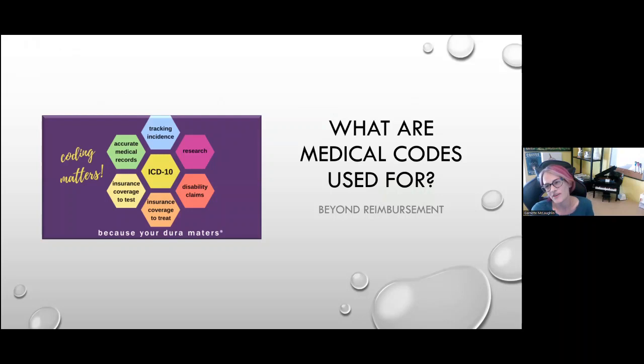So what are codes used for? Most times when I'm talking to folks, they think of medical codes as being used primarily for reimbursement. But there are a lot of different places they go. They go into research, which is something we are so concerned with here, tracking incidents, disability claims, and coverage. I know there were questions about that. Don't worry, I've got you covered.